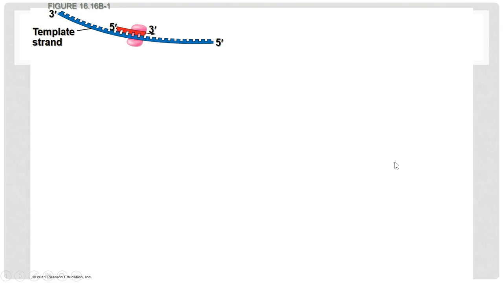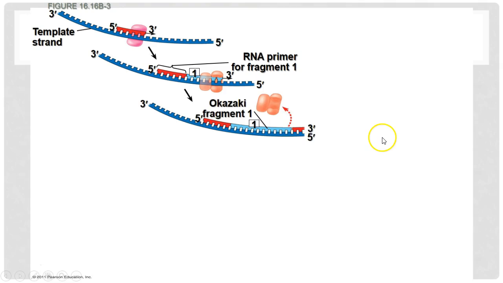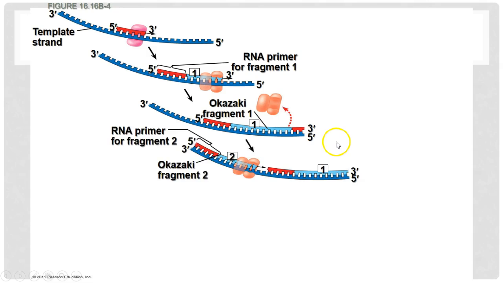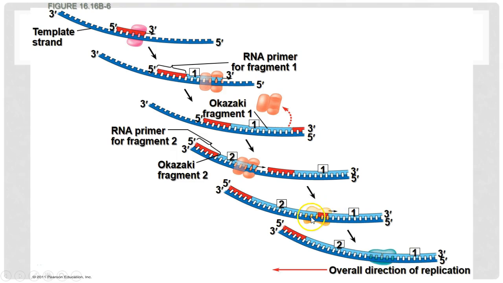Here's our template strand with the primer being added by primase. There's our RNA primer for fragment 1. Then we have our Okazaki fragment that's forming by means of the DNA polymerase. And then we have another RNA primer and our second Okazaki fragment. And then the primers are removed and replaced with DNA nucleotides, and we end up with the ligase gluing our entire fragment together.